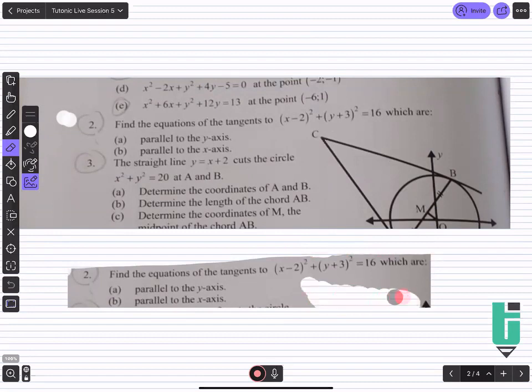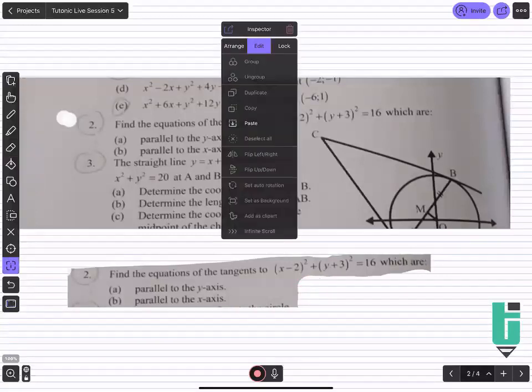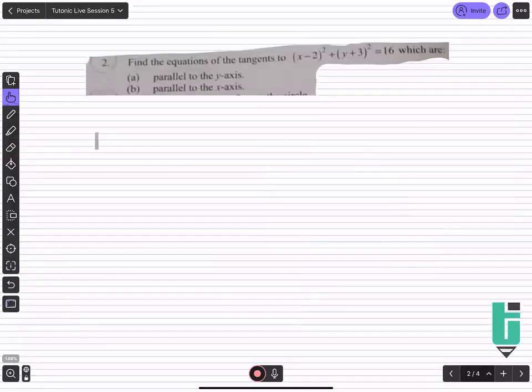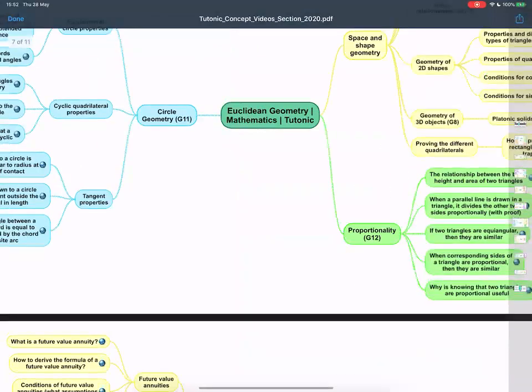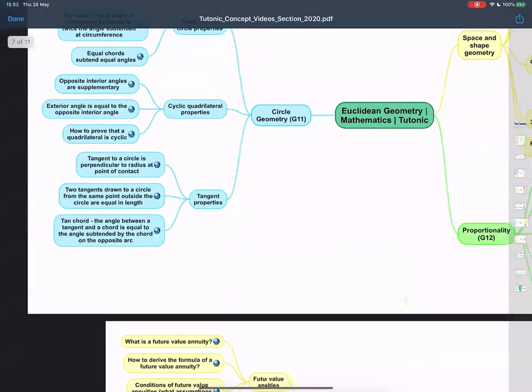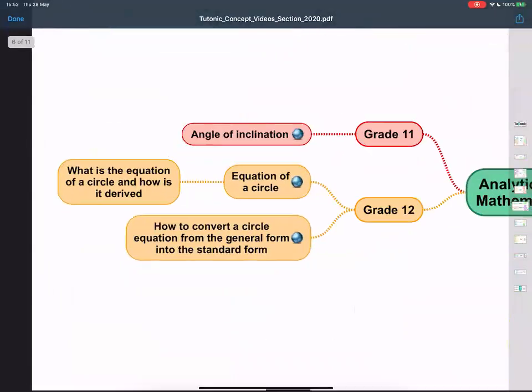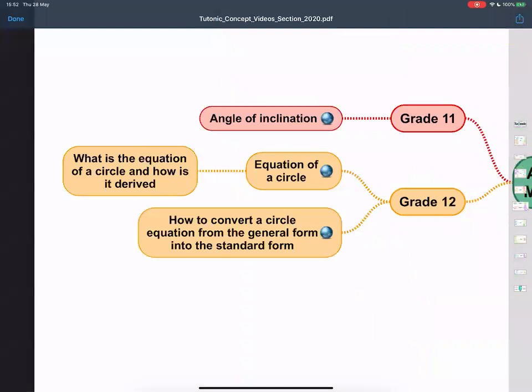But anyway, find the equations of the tangents. Okay, so in grade 12, you'll notice that there's only 2 concept videos on analytical geometry. If you look very carefully, you see there's only 2, right? And if you know these 2 concept videos, you know the entire grade 12 analytical geometry.